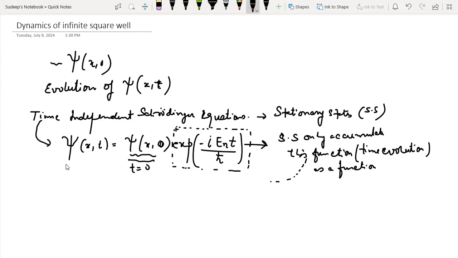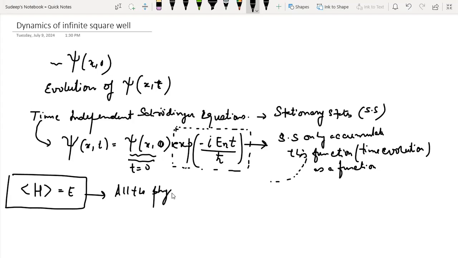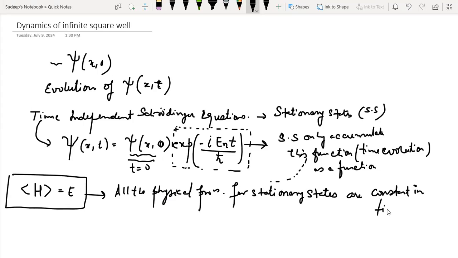And we already know, I had done this in greater detail, that H ket turns out to be E. We come to understand that all the physical properties for stationary states are constant in time. Therefore, we refer to them as stationary states. This is something that we have already done so far.